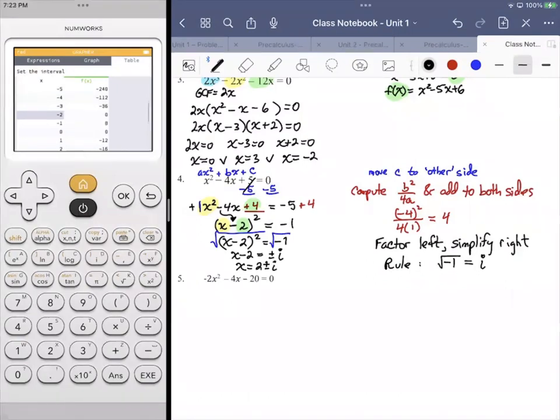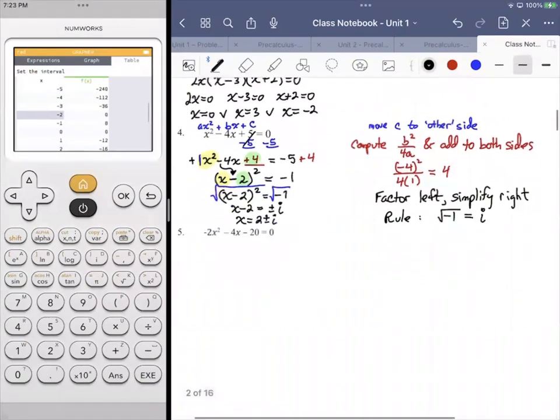But there will be a couple of instances later in the course where we actually do something with the imaginary number i. The last one here, again, just like number 3, if you have a coefficient that can be factored out, you might as well. We don't have a variable that can be factored out, but I can factor out a GCF of -2.